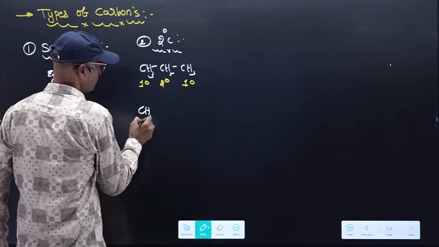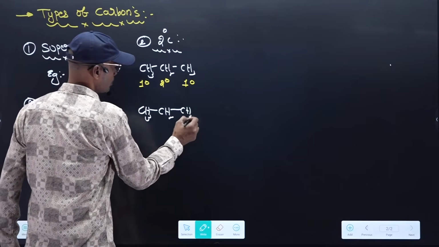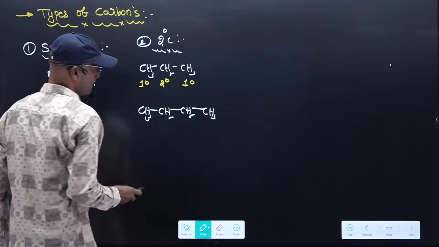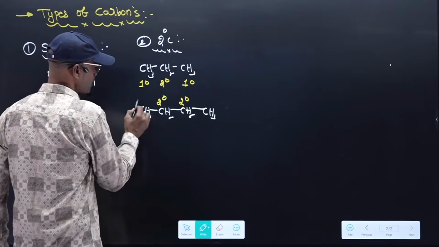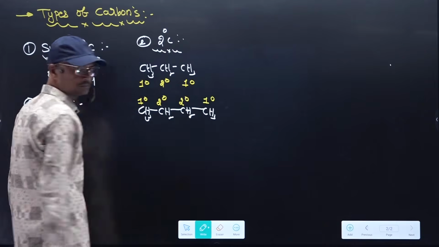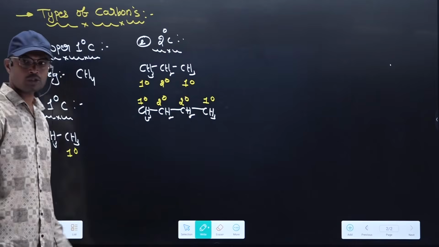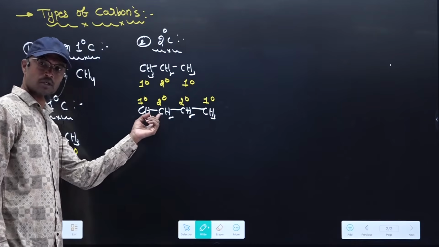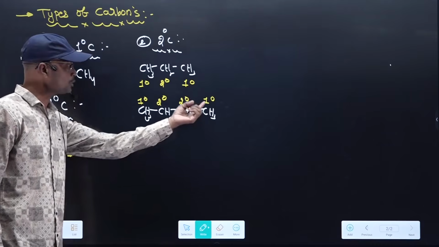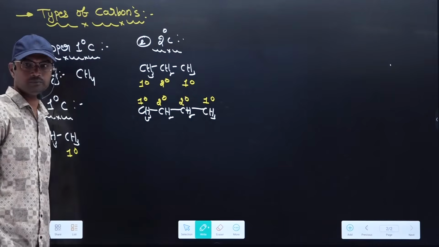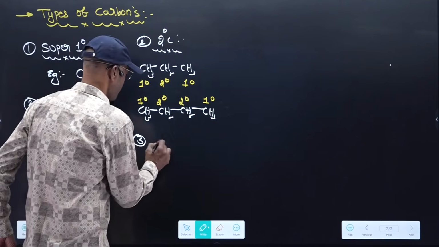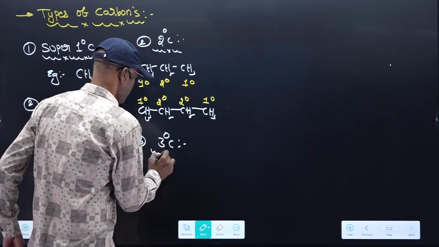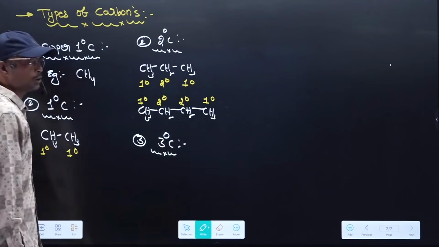Suppose if I take this molecule CH3, CH2, CH2, CH3. Is this carbon attaches to two other carbons? Yes, it is secondary. Here, secondary. What is this? Primary, here primary. The hydrogens present on secondary carbon is called secondary hydrogen. The hydrogen present on primary carbon is called primary hydrogen. You focus on hydrogens every time.